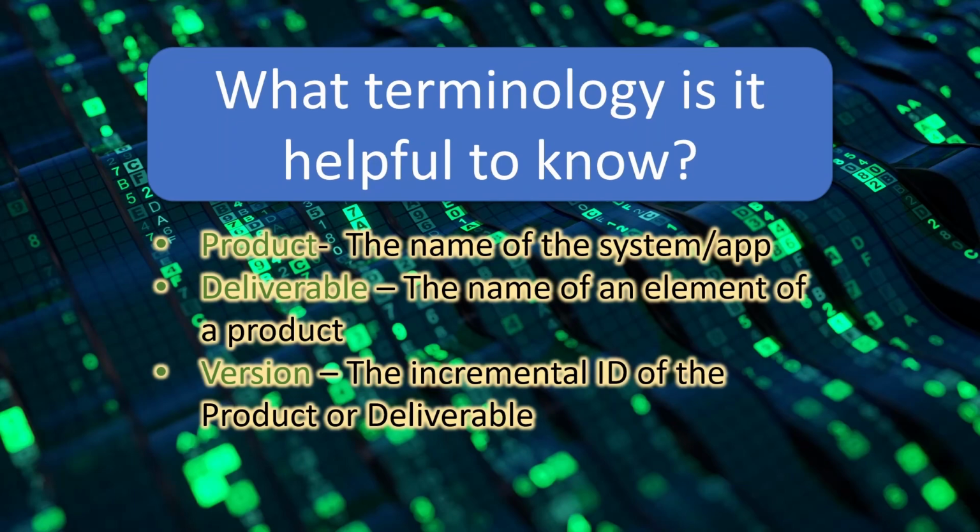Version. The incremental ID of the product or deliverable. Each product and deliverable, and even each file within a deliverable, should have a version number that allows you and your version management system to identify what groups of files would be in a particular release.